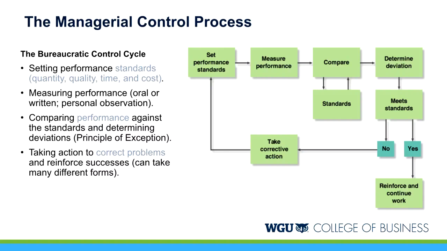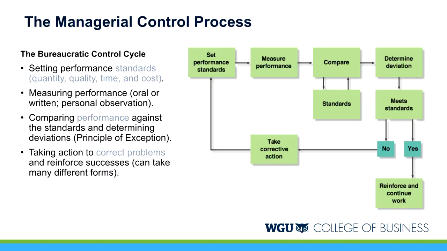To be able to control something, you have to measure it, right? So you first have to know what you're measuring, and you have to set some kind of standard, a performance standard: quantity, quality, time, cost. How are we measuring that? What are we doing? And then measuring performance: oral, written, personal observation, quantitative, qualitative. So what's the standard? What do we need to accomplish? How are we going to measure that? And then once we do, we compare it to the standard.